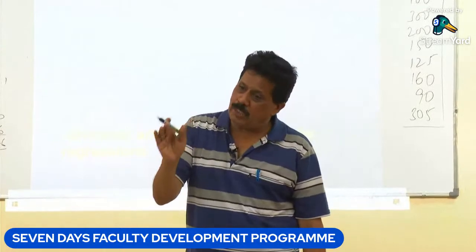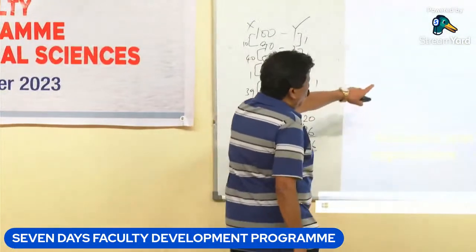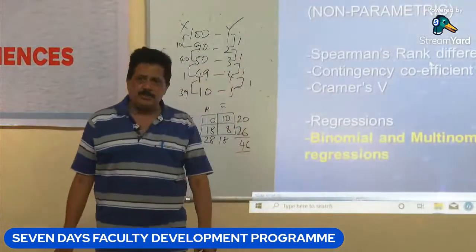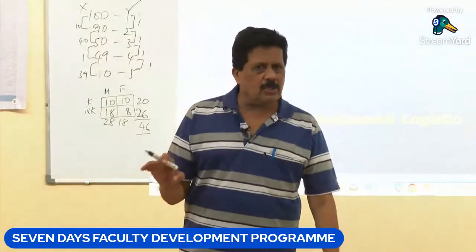When number of rows are equal to number of columns, you should apply contingency coefficient test, and Cramer's is applied for any of the combination 2 by 3, 4 by 2. So these are the rules to be followed.